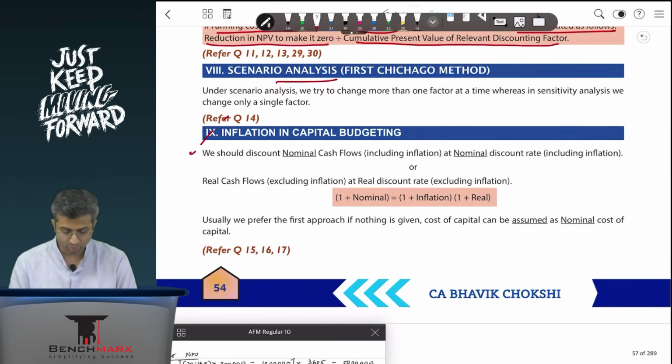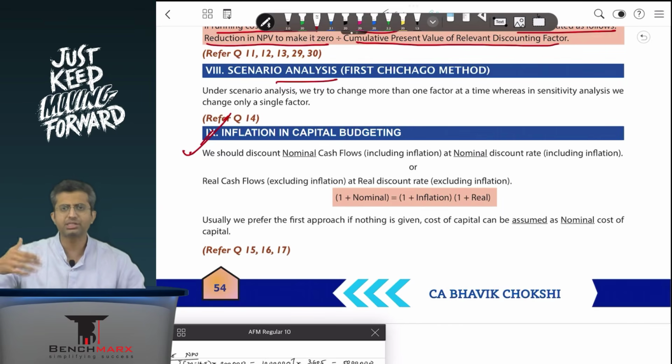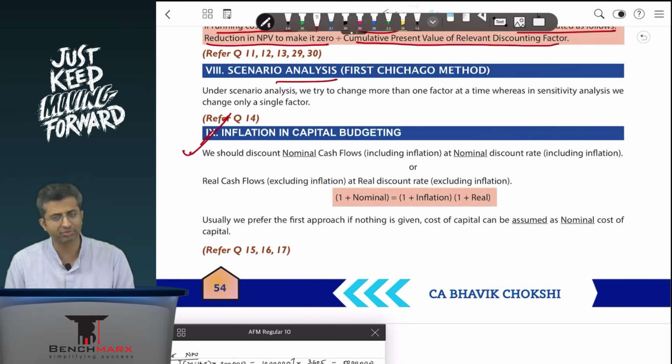Now the next concept over here, which is also used in the AFM, International Financial Management chapter, is on inflation and capital budgeting. Now the rule over here is inflation adjusted cash flows should be discounted at inflation adjusted rate. We call this as nominal. That is, if cash flows include the effect of inflation, also called as nominal cash flows, then you discount it at the nominal rate, which should also include the effect of inflation. Or if the cash flows are real, that is, they don't include the effect of inflation, then your discount factor should also be real, should not be including the effect of inflation.